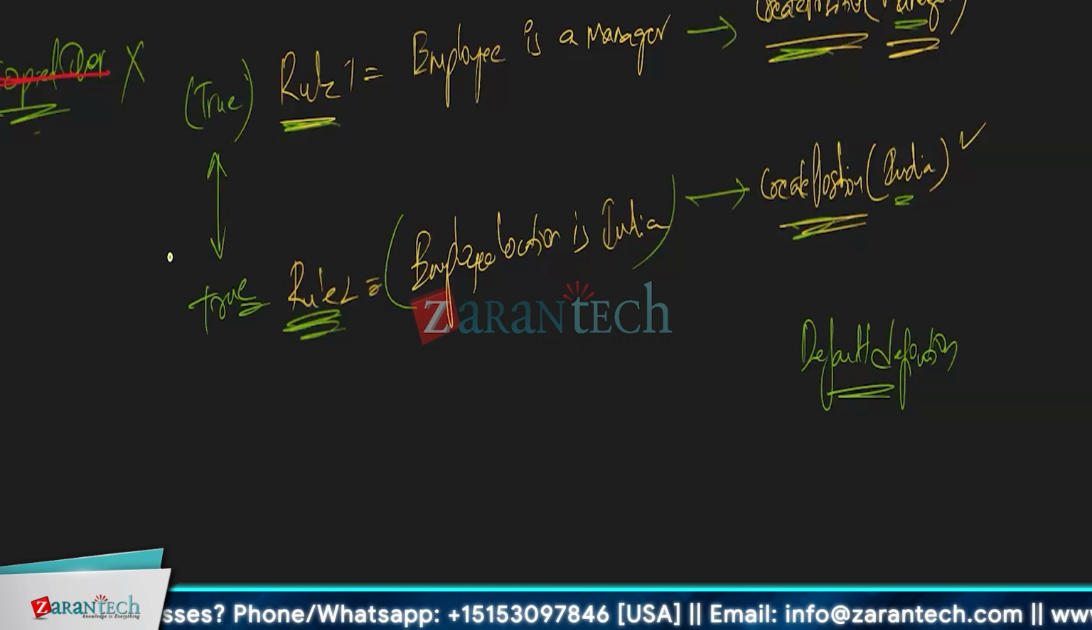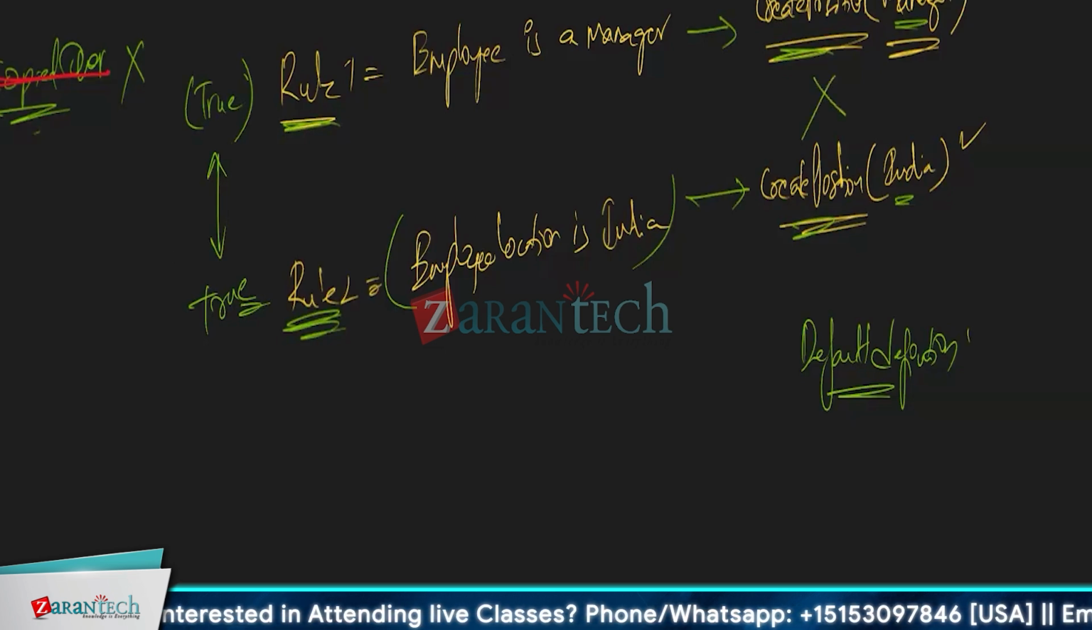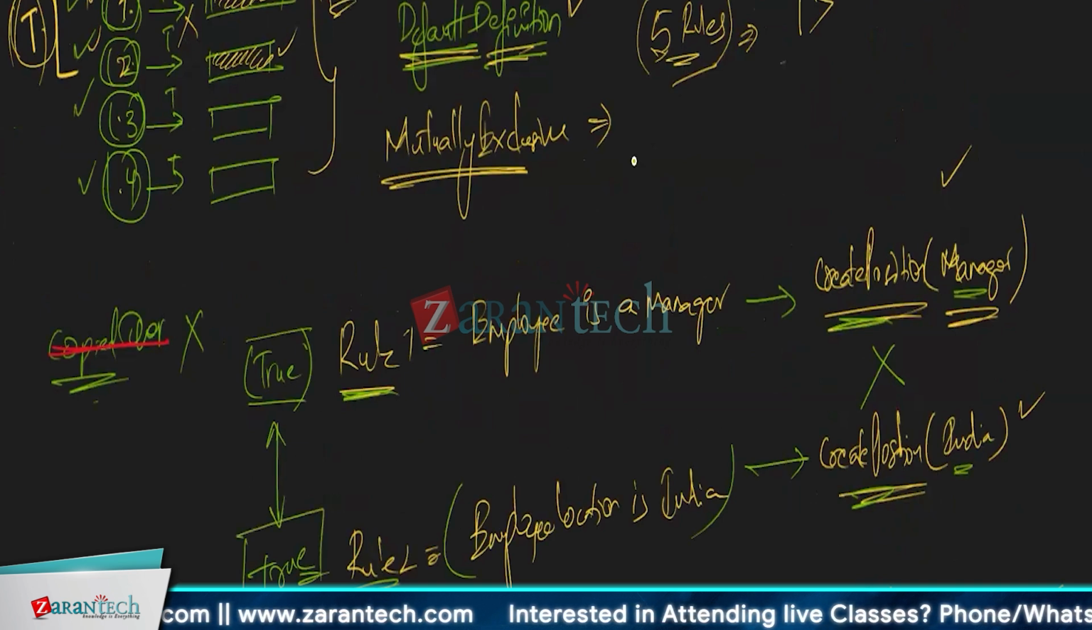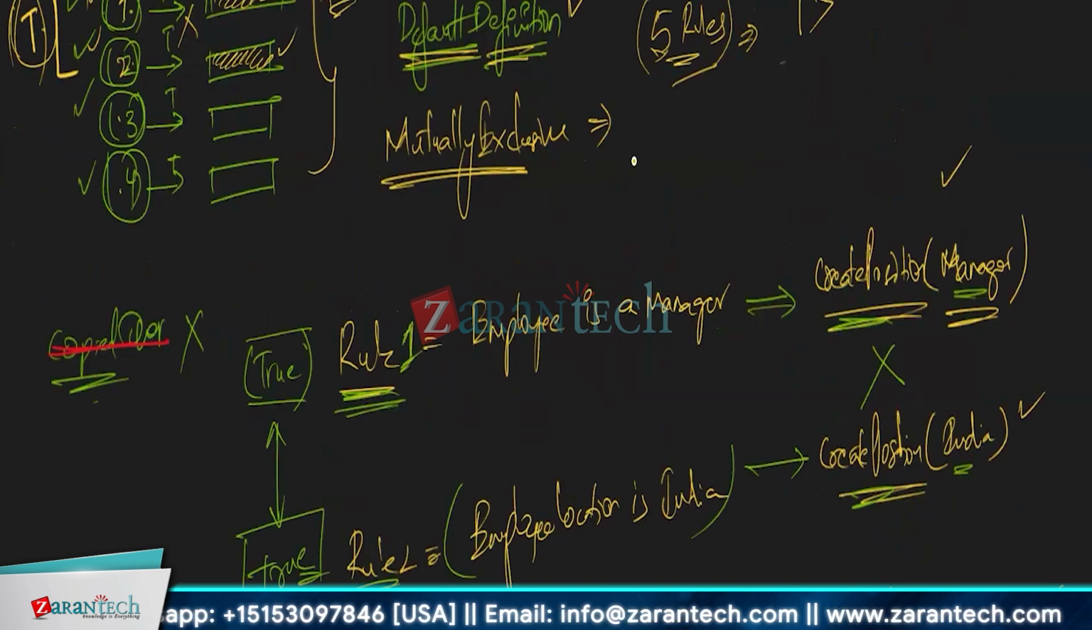If only one of them was true, then Workday would have directly initiated that one. But if both of them are evaluating to true, Workday will not initiate either of them. It will always initiate the default definition, meaning at any point in time, no two rules should be satisfied for the worker. Only when exactly one rule is satisfied will the rule based definitions work.